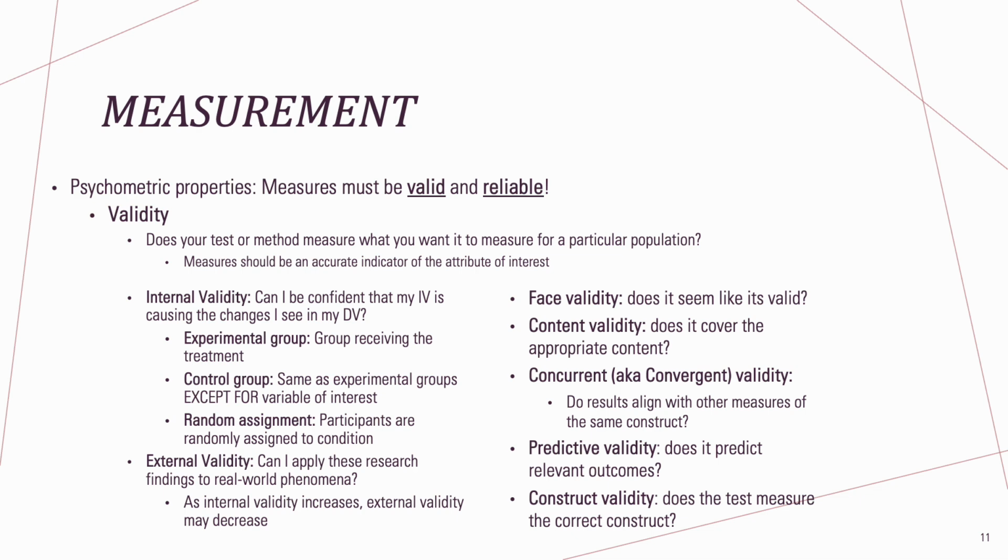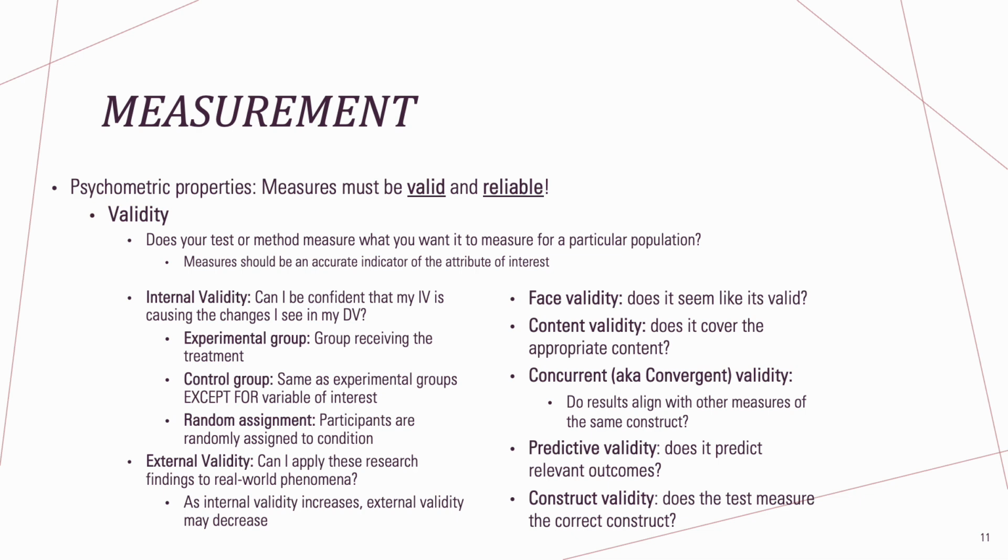So I gave a few examples on this slide. We can have internal validity, external validity, face validity, content validity, concurrent, predictive, or construct validity. There are several more, but I think these are the ones you tend to hear most often in research. We talk a lot about internal validity, which is, can I be confident that my independent variable is causing the changes I see in my dependent variable?